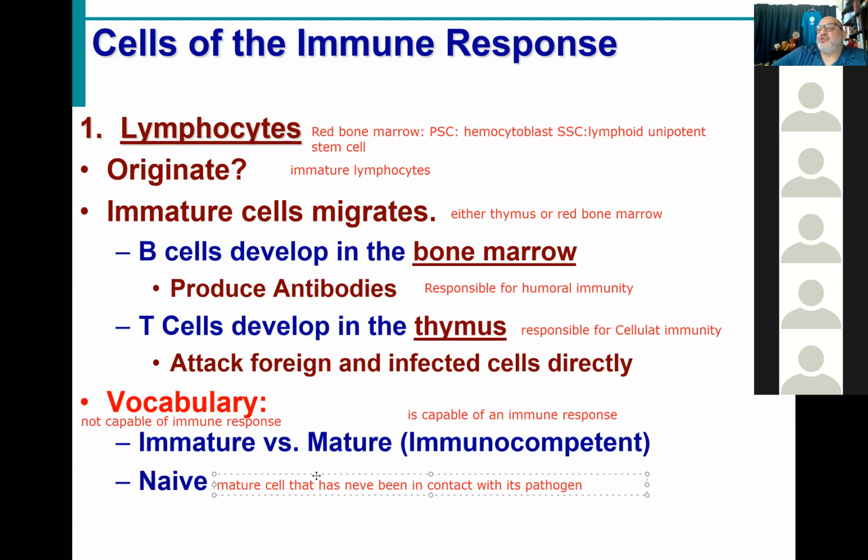I wouldn't say prematurely activated. I wouldn't use that term. I would say inappropriately activated, and typically when an immunocompetent cell is inappropriately activated, that is due to some type of hypersensitivity or some autoimmune disorder or something along those lines.